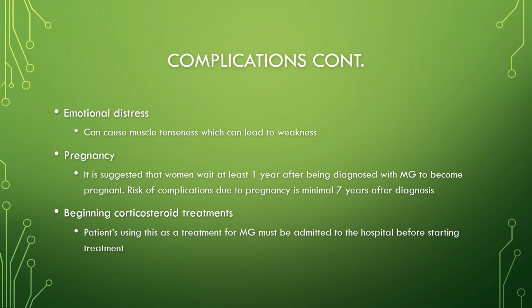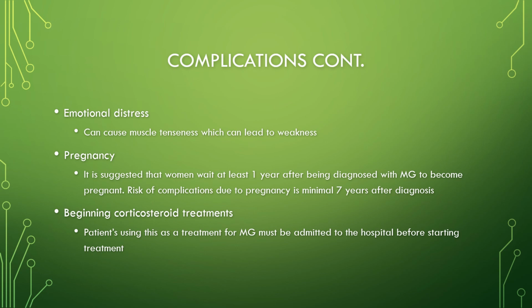All of us have experienced emotional distress at one point in our lives. Look back on that time and try to remember how tense all of your muscles felt, especially in your shoulders. In patients with MG, this can cause them to use up the available acetylcholine and put them into myasthenic crisis. There has been some correlation noted between pregnancy and exacerbation of MG. It is suggested that women wait at least 1 year before trying to become pregnant after diagnosis to reduce the risk of myasthenic crisis. Seven years after diagnosis, these risks are negligible.